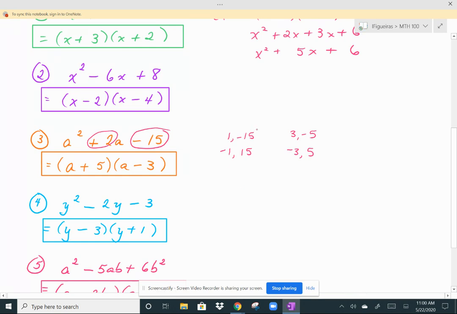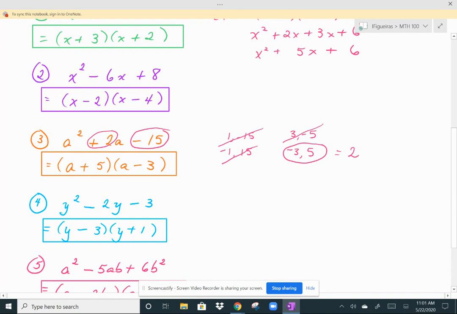This one would work out to be negative 14. That doesn't work. This one would work out to be positive 14. That one doesn't work. This one, if you were to add them, that would give you negative 2. That doesn't work. But this one, when you add them, you get 2, which is exactly what you need.